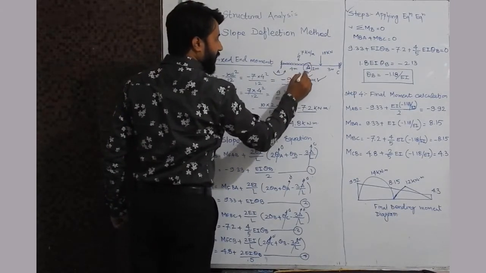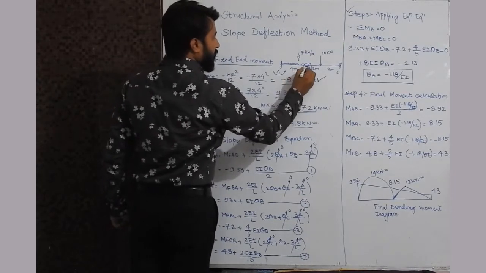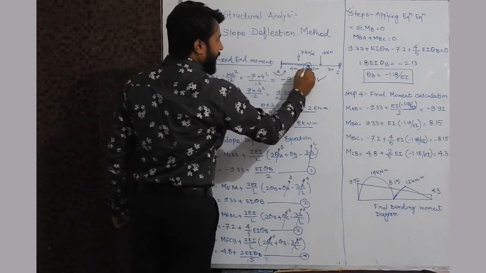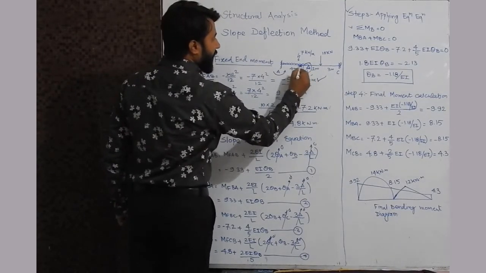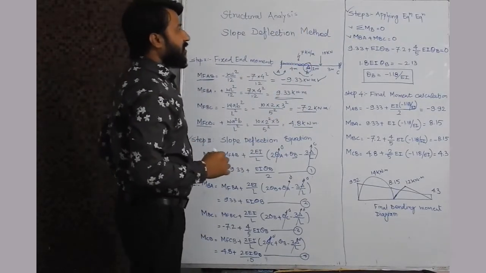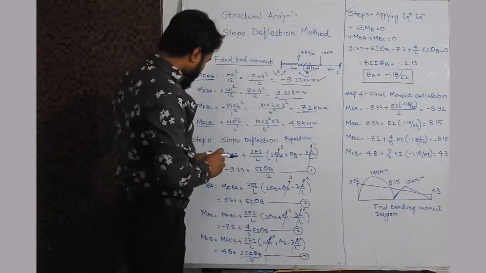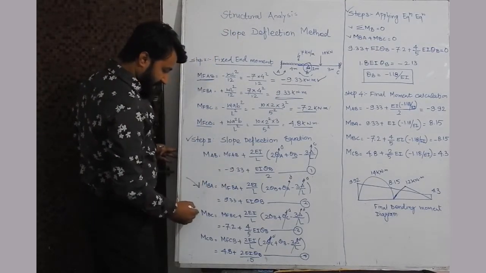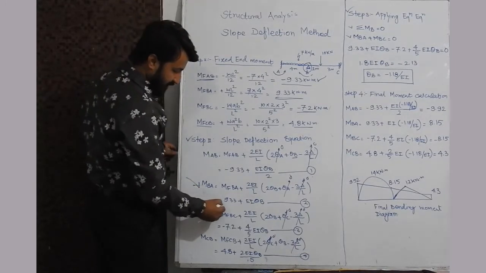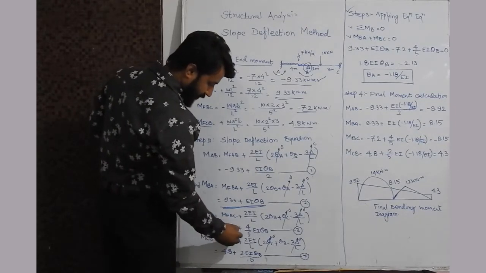So the sum of the moments at joint B is equal to 0 if you apply. There are 2 members attached at this joint, BA and BC. So moment BA plus moment BC is equal to 0. This will be the equilibrium equation. So moment BA plus moment BC is equal to 0. So you know the moment BA and moment BC. So if you sum up this equation plus this equation.